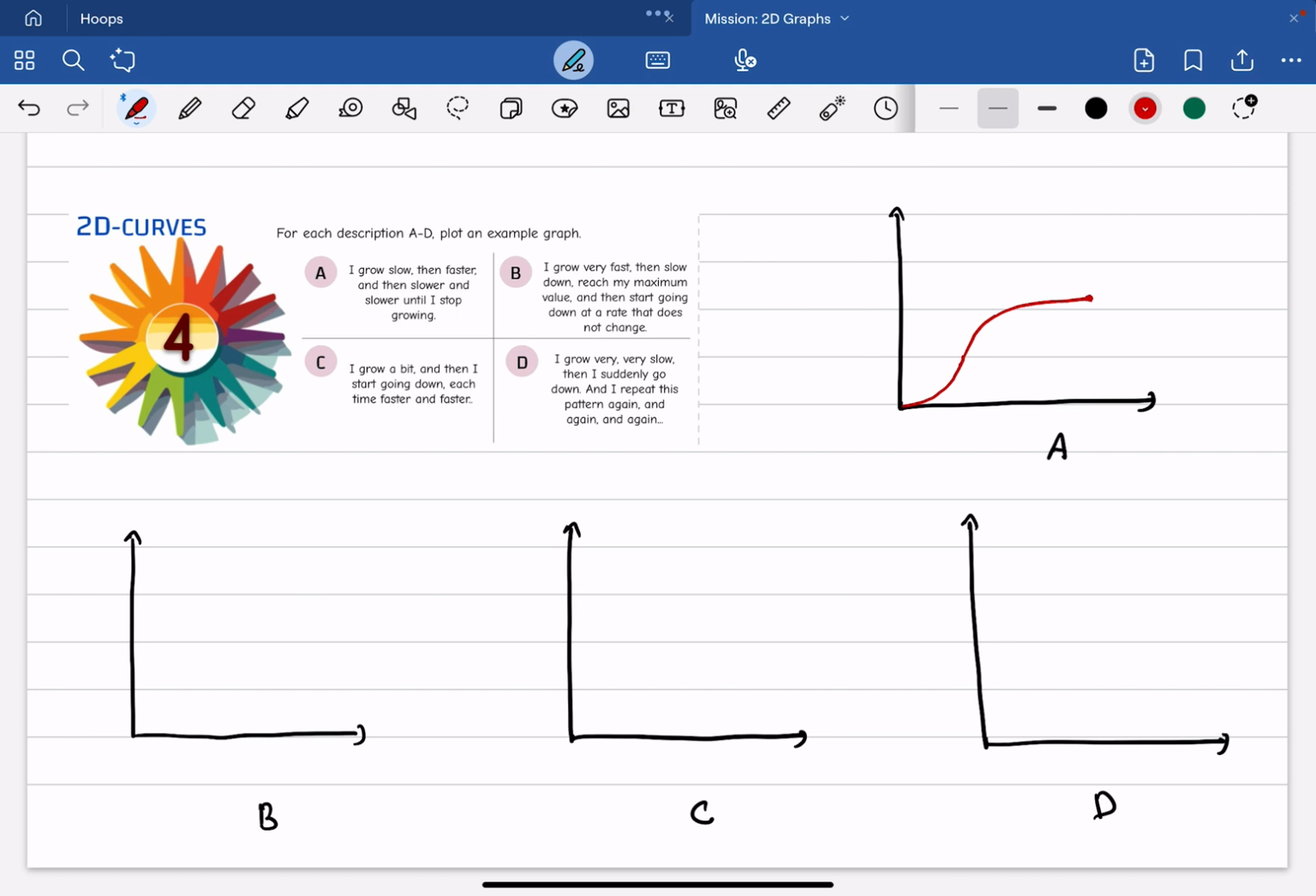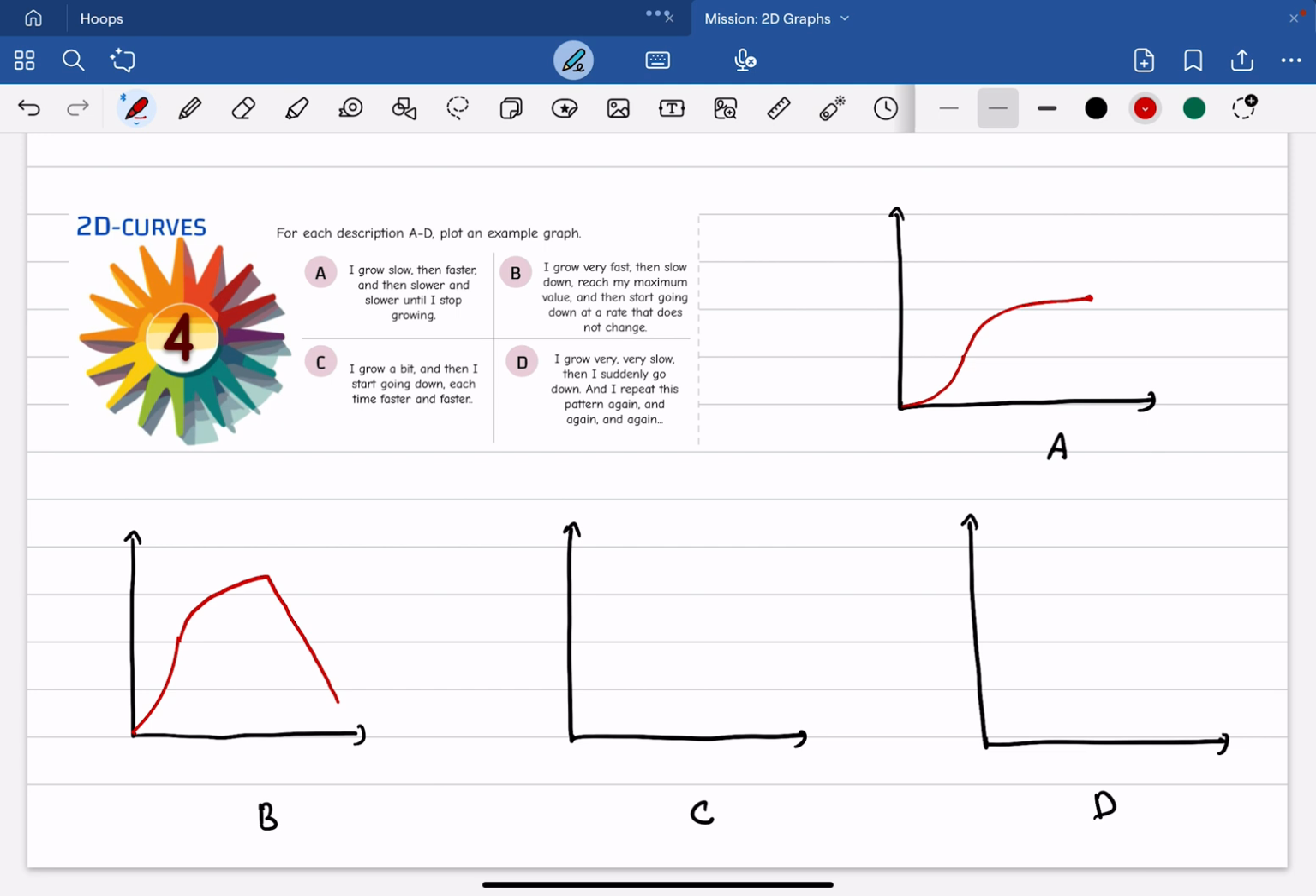Let's look at B. I grow very fast, then slow down, reach my maximum value, and then start going down at a rate that does not change. Okay, so let's go step by step. I grow very fast. So maybe something like this would be a very fast growth. And then I slow down, and I reach my maximum, something like this. And then I start going down at a rate that does not change. So what captures that? We know that lines capture constant rate of growth. So I'm going down at a rate that does not change.